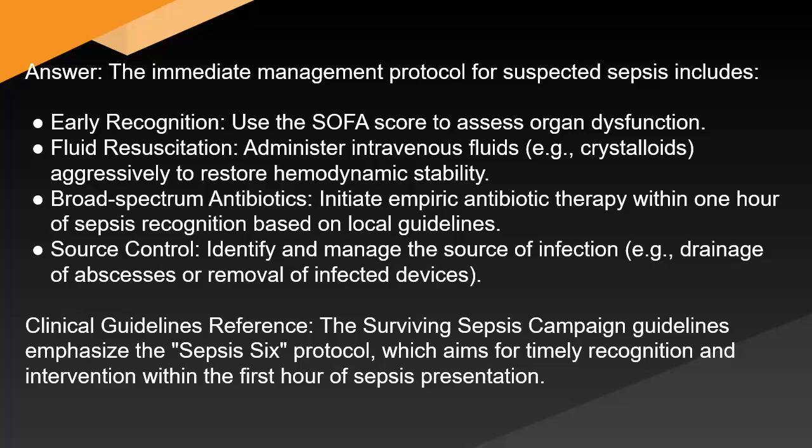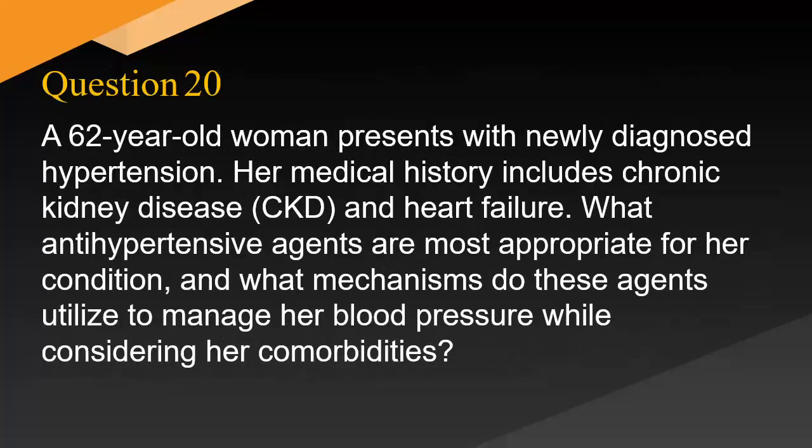Clinical guidelines reference. The Surviving Sepsis Campaign guidelines emphasize the Sepsis 6 protocol, which aims for timely recognition and intervention within the first hour of sepsis presentation. A 62-year-old woman presents with newly diagnosed hypertension. Her medical history includes chronic kidney disease, CKD, and heart failure.